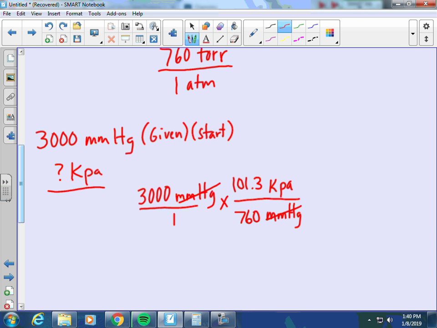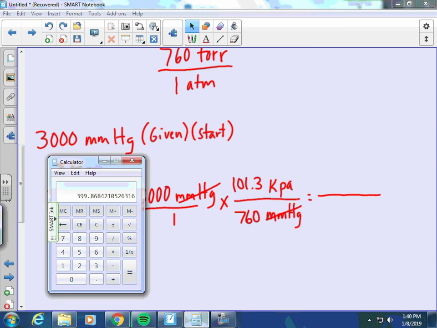To do the math when you have numbers on top and numbers on the bottom, I'm just going to multiply across and get a top answer and a bottom answer. That's going to be like a fraction or a ratio or even a for every statement, but it's really just going to be a division problem. If I multiply across the top, I'm going to get 3,000 times 101.3, and that equals 303,900.